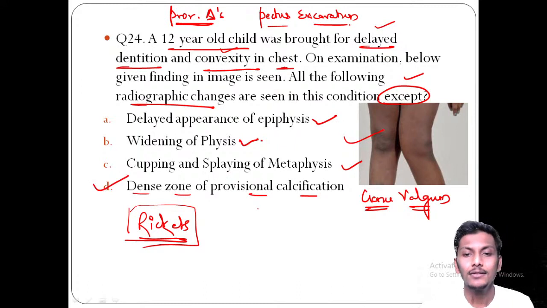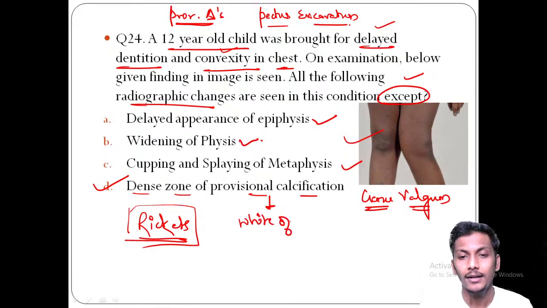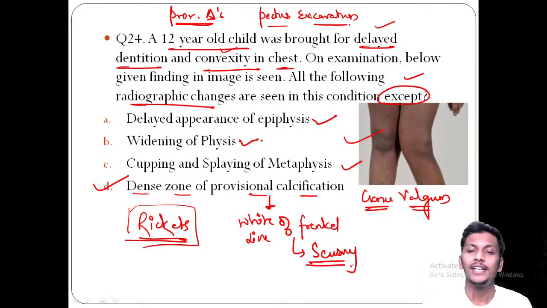Option D, dense zone of provisional calcification, please remember, is also known as white line of Frankel. This is a radiographic finding seen in cases of scurvy. So please remember, you have a very close differential diagnosis known as scurvy along with rickets.